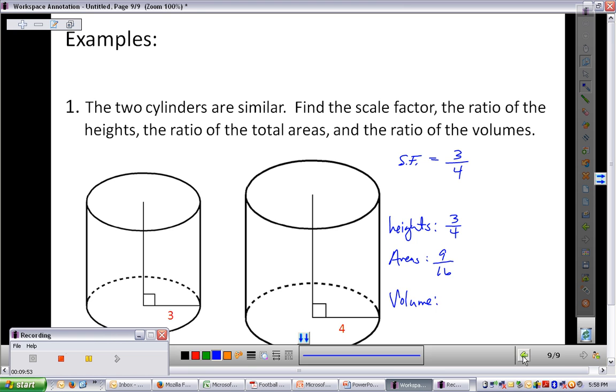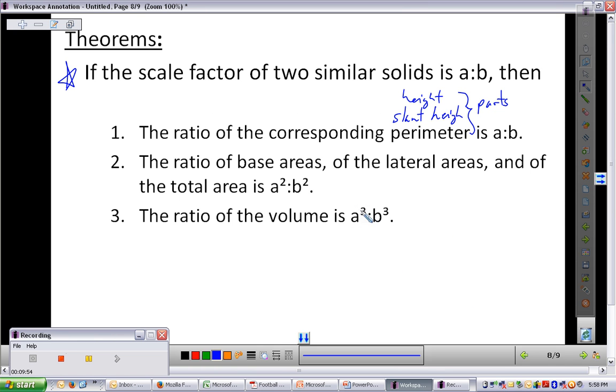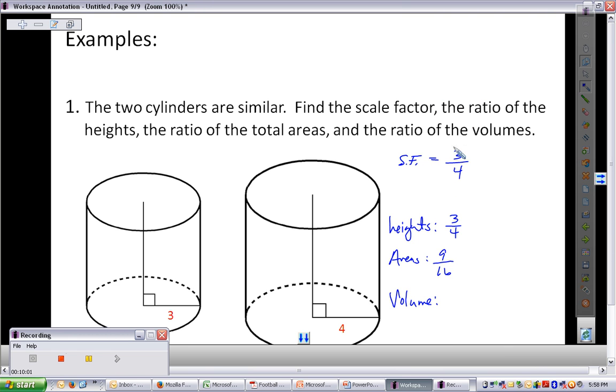One last time, the ratio of the volume, comparing back here, we cube A and we cube B. And A and B is the scale factor. Back to our example, A is 3, B is 4, so to cube that I get 27, that's 3 cubed, over 64, which is 4 cubed, for the ratio of the volumes. So again, I do not know what the heights are, but I know the ratio is 3 to 4. I do not know what the total areas are, but I do know the ratio is 9 over 16. And I do not know what the volume is, but I do know that the ratio is 27 over 64.